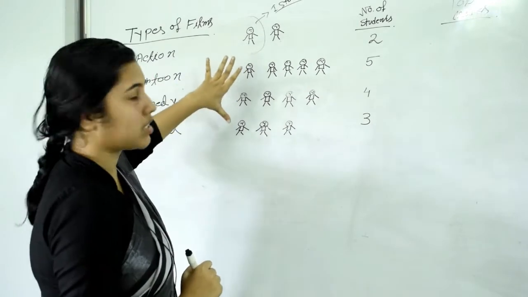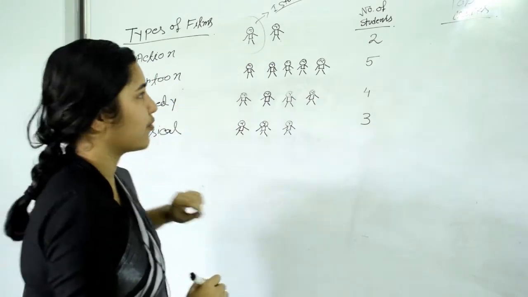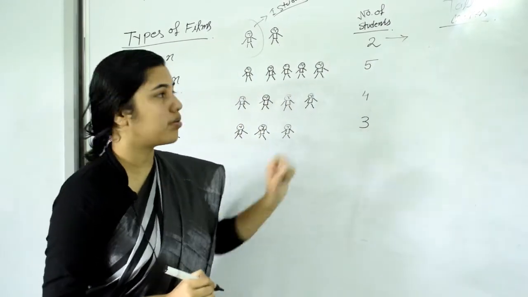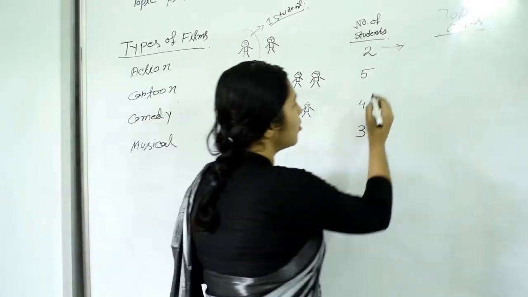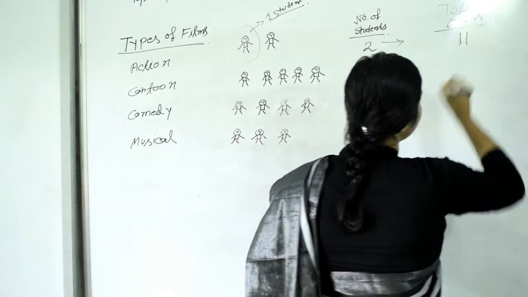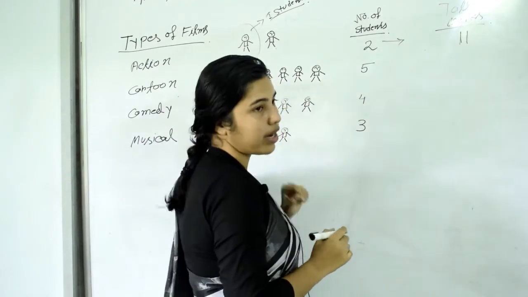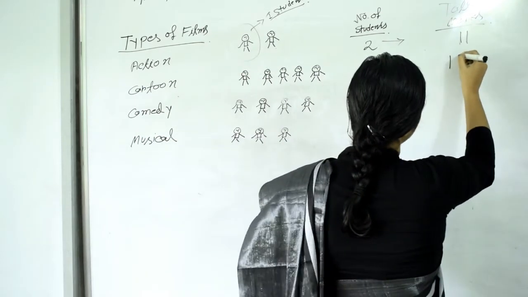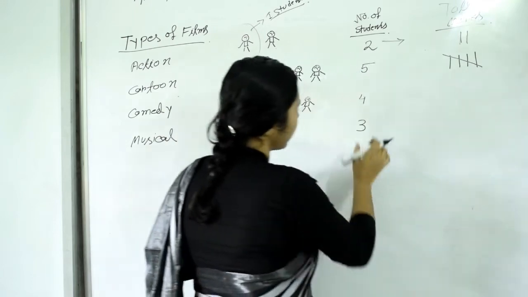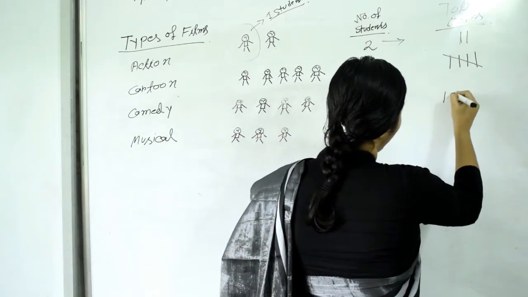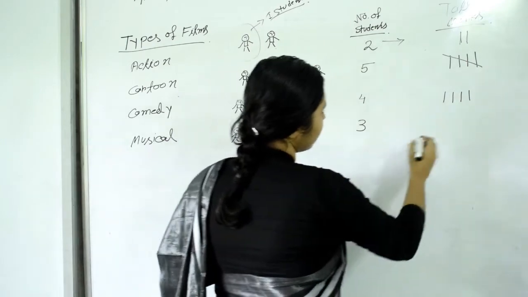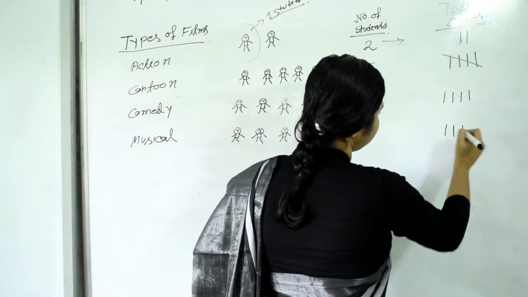This representation is known as a pictograph, and we can also represent these numbers by tally marks. We know that for number 2 we draw 2 bars. For number 5, 1, 2, 3, 4 and 5. Number 4 as 1, 2, 3, 4, and number 3 as 1, 2, 3.